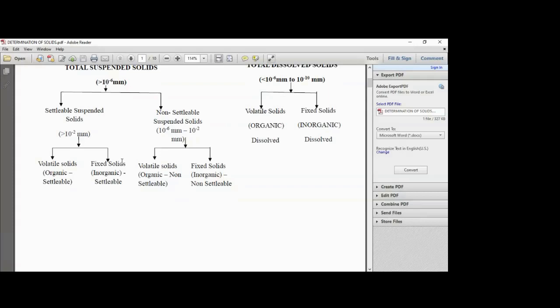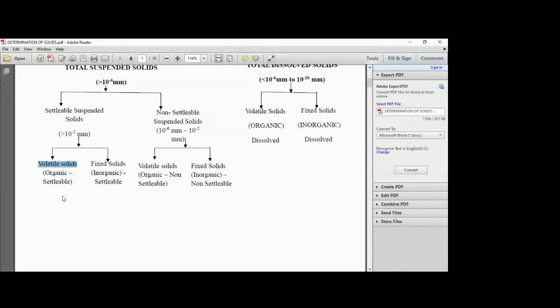So let's move towards settleable suspended solids. Let's understand its division. Settleable suspended solids can further be divided as volatile solids and fixed solids. So what are the volatile solids? Volatile solids are all organic settleable solids, and fixed solids are all inorganic settleable solids. So what are volatile solids? All those solids which undergo a change in their state after application of fire, or they get utilized, are called the volatile solids. For example, wood. Your wood is a volatile solid.